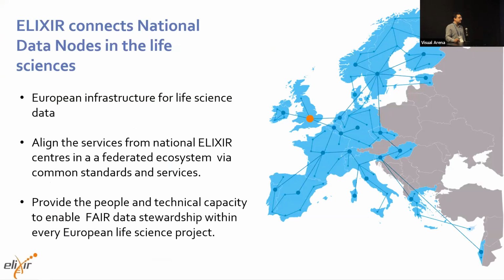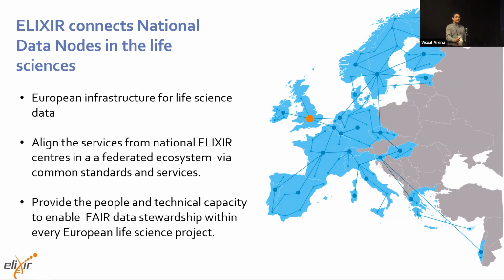So Elixir, for those who are not aware of it, is the pan-European infrastructure for life science and bioinformatics. The main remit of the infrastructure is around life science data and how to better connect the data infrastructure across the various countries. It's one of the more mature infrastructures, at least in life sciences, and it's been quite active for a bit over a decade now, if I do the math correctly.